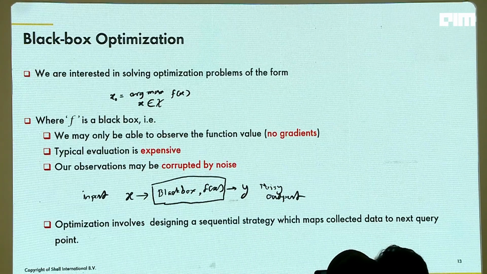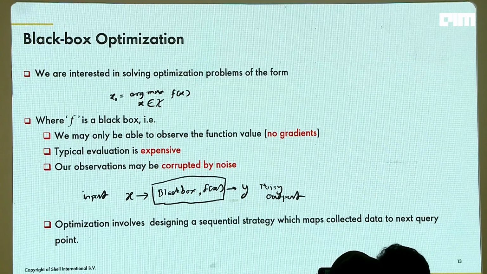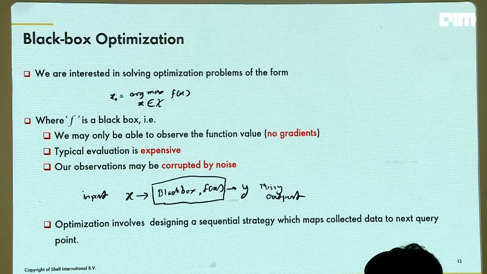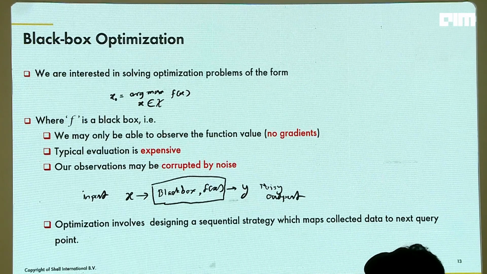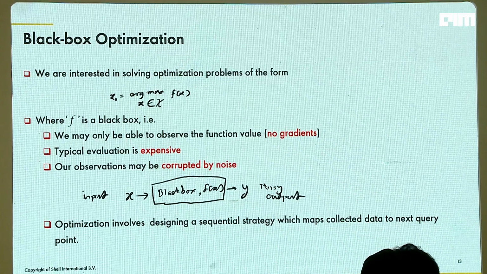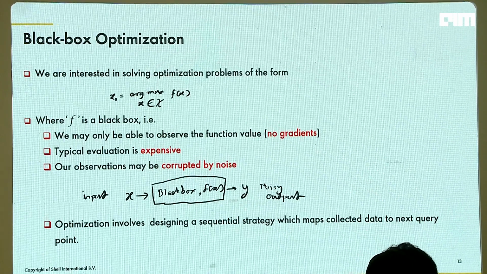Before going to that, from this slide onward, it will be a bit of a tutorial type of session for the next 5-10 slides. It's a black box optimization. Let's try to understand the black box optimization problem.